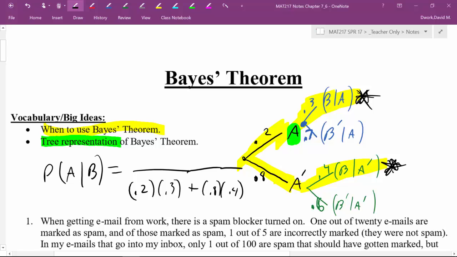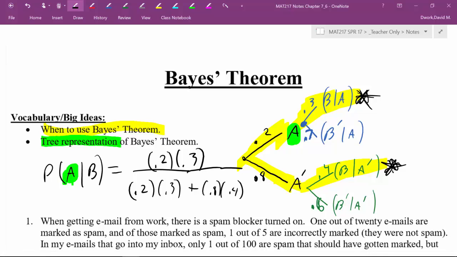Now the question is which one's the desired? Which is the one that we're looking for? Well, the question asked for A. So which branch passes through A? Well, that's my numerator, so it's 0.2 times 0.3. And yes, you will notice they match, right? That option is both in my numerator and my denominator, and that's okay because remember, your denominator is your total number of outcomes, your numerator is your desired.